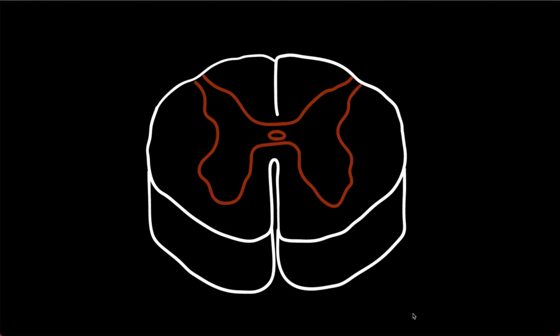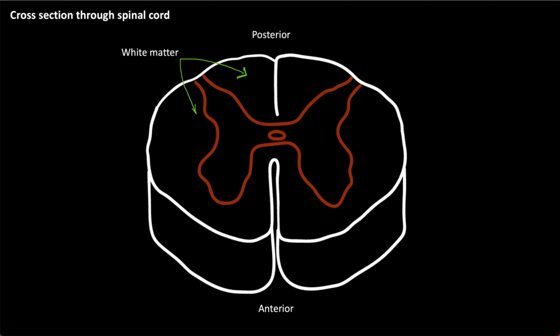Let's summarize by using these slides. So we are looking at a section of a spinal cord. Let's label it. This is the anterior aspect and that is the posterior aspect. What I'm trying to indicate with these green arrows is the white matter. And this reddish H-shaped thing is the gray matter.